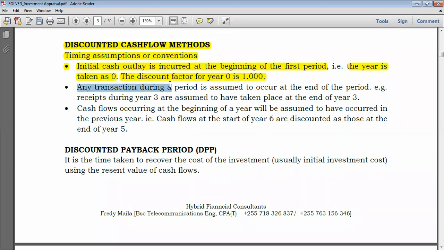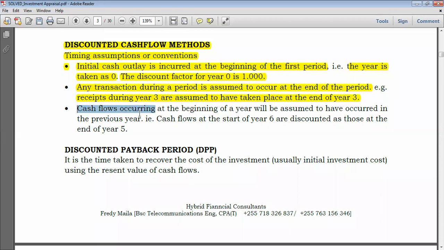We're told any transaction during a period is assumed to occur at the end of the period. Let's say you've made sales in August, and the year began in January. Other sales were in September. No need to separate them. You just presume them all to have occurred at the end of the year. So that's why we are saying receipts during year 3 are assumed to have taken place at the end of year 3 for discounting purposes. So that's what we do.